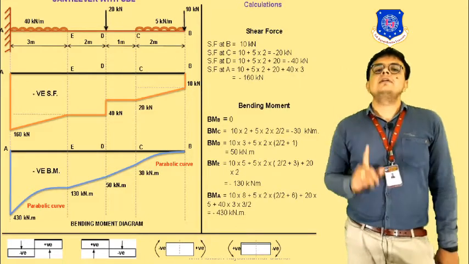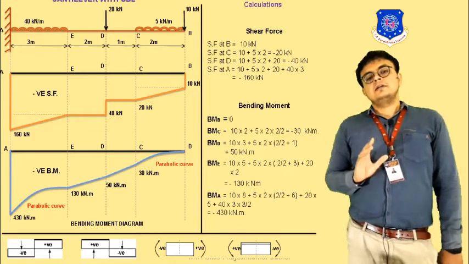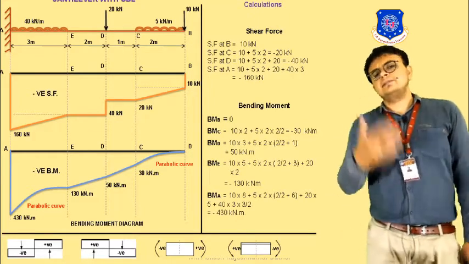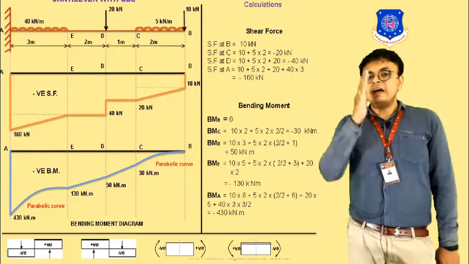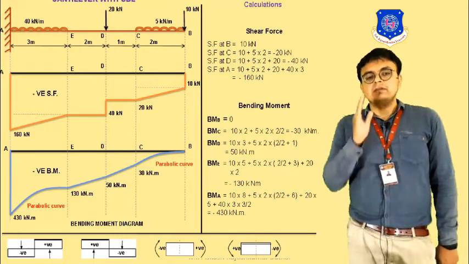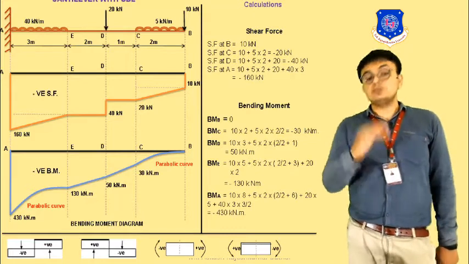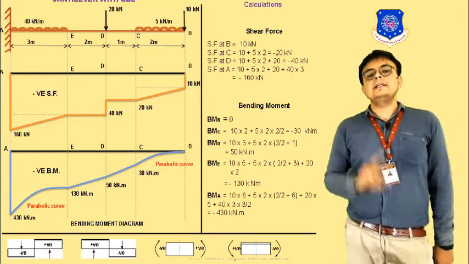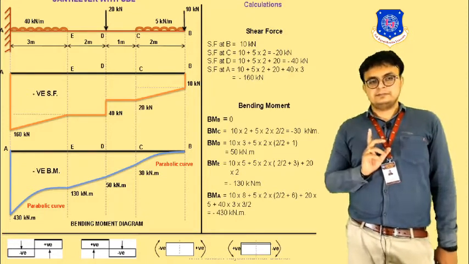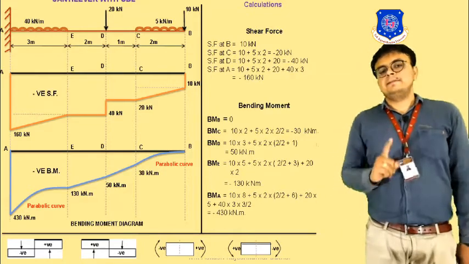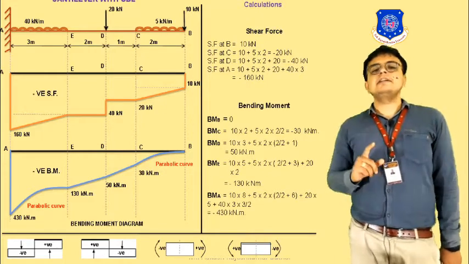So, 10 into 8. After that, we have the UDL. First of all, we have to consider it as a point load. We have to make it as a point load. So, 5 into 2, that is 10 kilonewton is the point load, and the lever arm will be half the span of CB plus 1 plus 2 plus 3. So, finally, we are getting the lever arm for the UDL of 5 kilonewton per meter equal to 3 plus 2 plus 1 plus 1, that is equal to 7. So, 10 into 7.